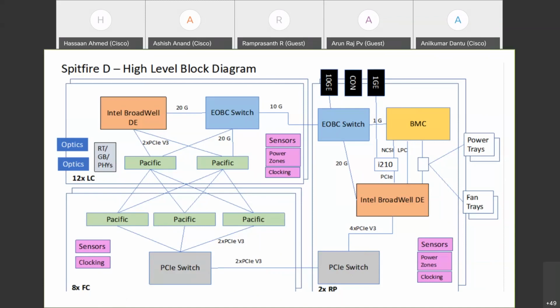And the RP actually controls your power trays and your fan trays. It does this using an FPGA chip on the RP, via which it controls the power trays, fan trays, your line cards, and the fabric cards.